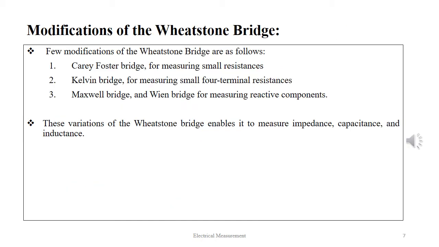A few modifications of the Wheatstone Bridge are as follows: Carey Foster Bridge for measuring small resistances, Kelvin Double Bridge for measuring small 4-terminal resistances, Maxwell Bridge and Wien Bridge for measuring reactive components. These variations of the Wheatstone Bridge enable it to measure impedances, capacitances and inductances.